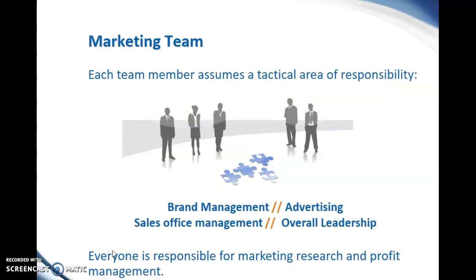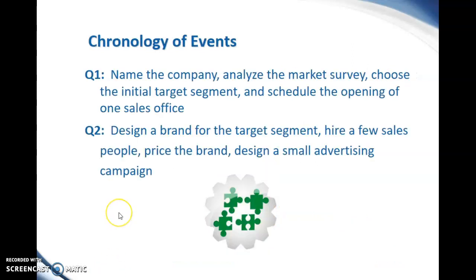Because it's just you and your partner, they want you to choose different roles, but I'll just have you and your partner work together on these roles to make sure that you get all your decisions made each week by Friday. In the first quarter, you're going to be naming the company. You're going to figure out which market segment you want to start with: workhorse, which is the desktop; traveler, which is the laptop; or Mercedes, which is the high end. And you're going to open 1 sales office.